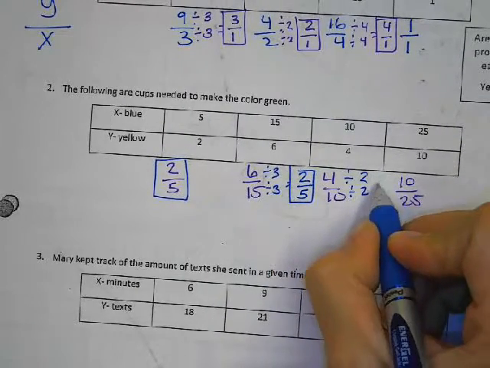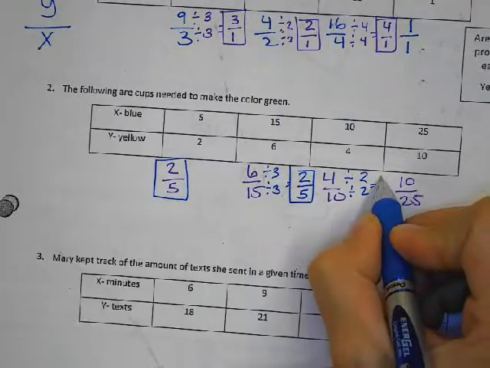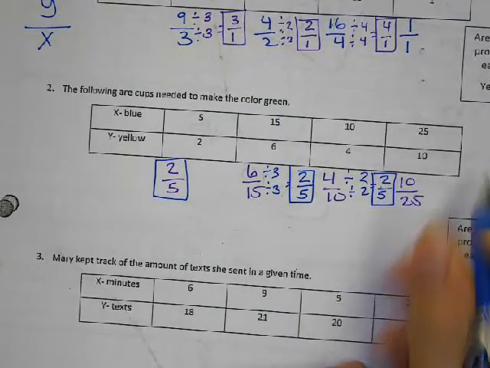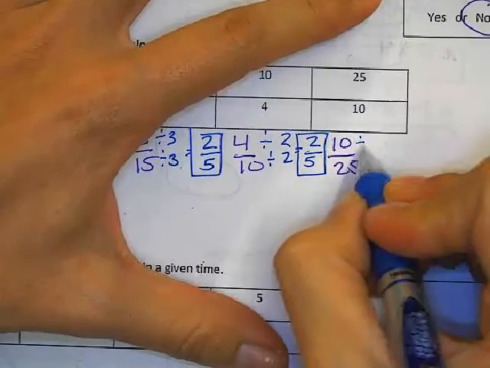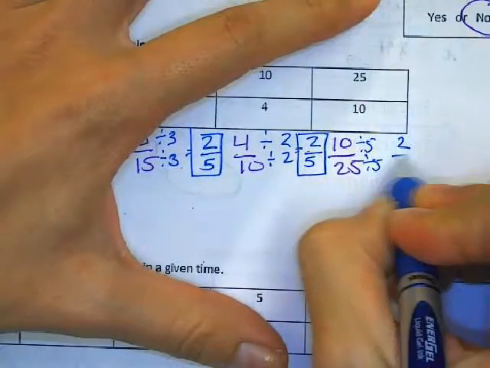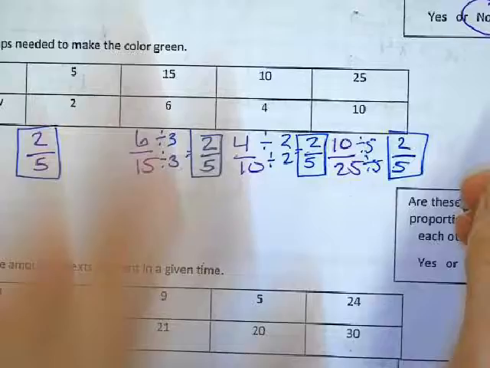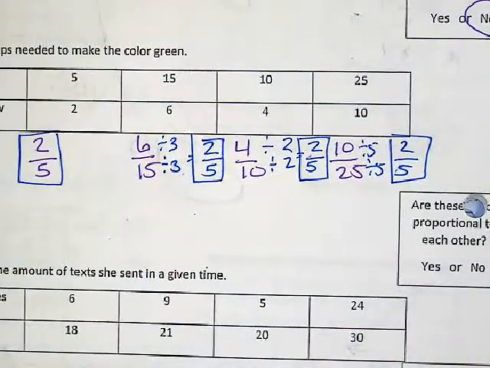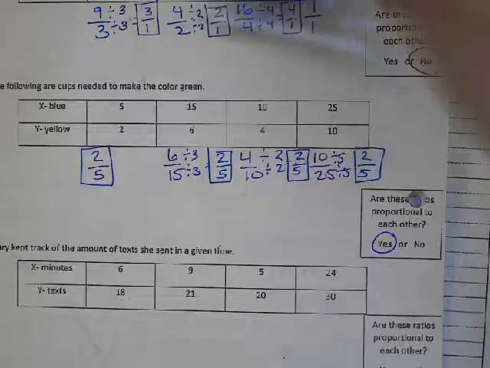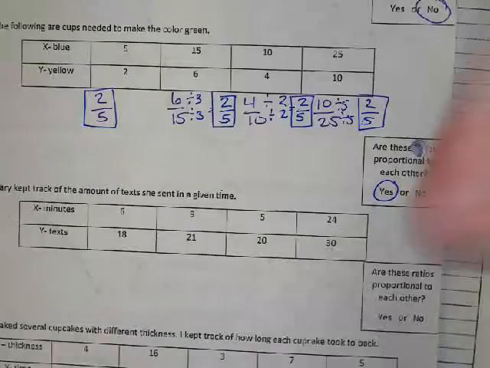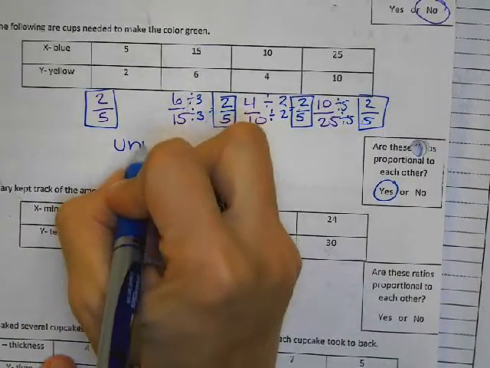Good. What does that equal? Good. So far, so good. Let's see if the last one matches. They do? Nice. So, is it a proportional relationship? Yes. So guess what? Now I'm going to treat you like I did my honors kids. I'm going to say, you know what? What's the unit rate?